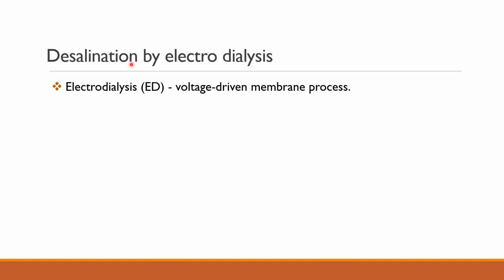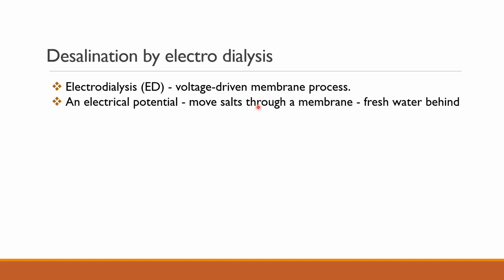Desalination by electrodialysis. It is a voltage driven membrane process. That is, you make the salts which are present in the seawater pass through the membrane by means of an electric potential, and the fresh water remains behind the membrane. This is exactly opposite to that of reverse osmosis. In the reverse osmosis process, the salt remains behind, whereas water crosses the membrane.